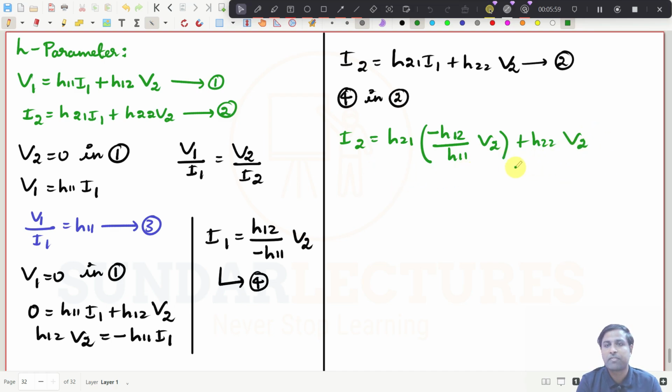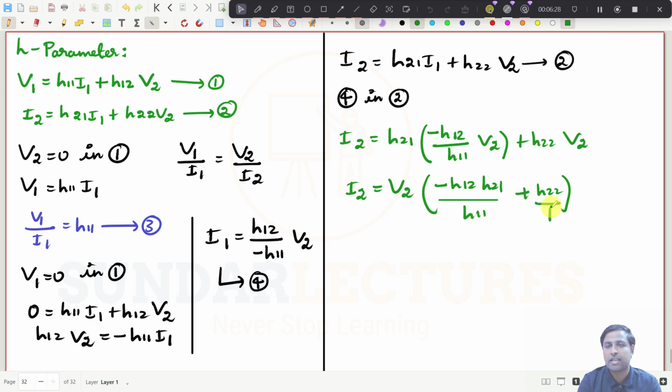Now, if you simplify this one, see here in both the conditions, I have V2 common, right? So I can take V2 commonly outside. So what I will get? I will get minus H12 into H21 divided by H11 plus H22, right? So this will be I2, and I need this one, right?